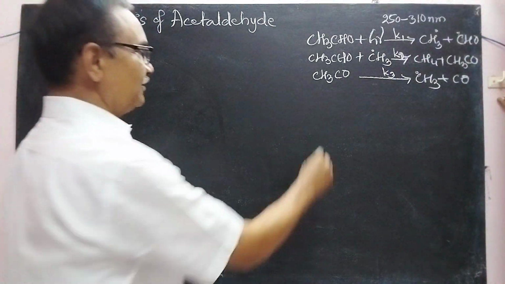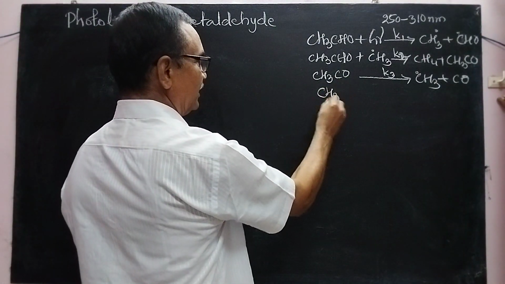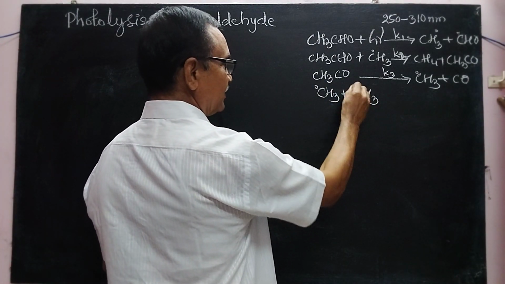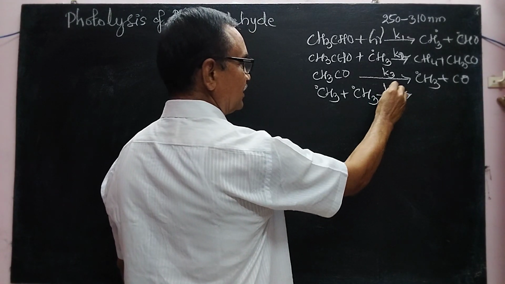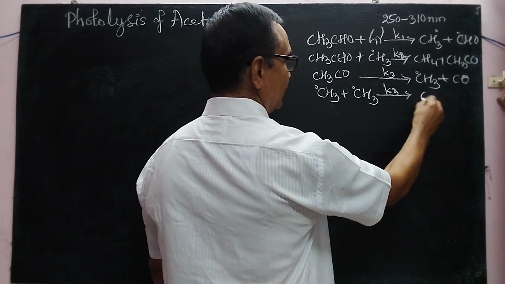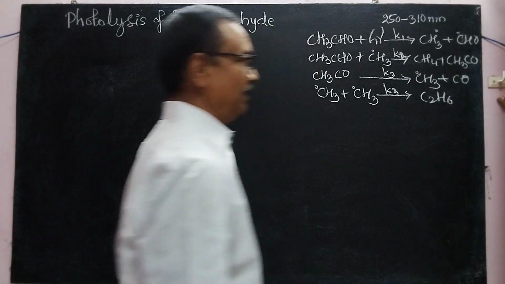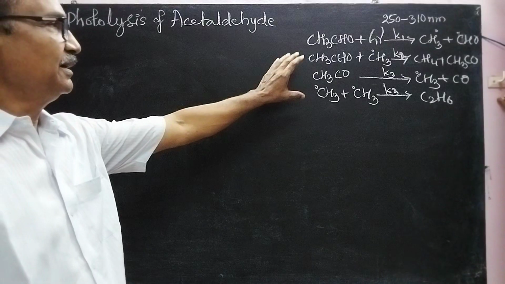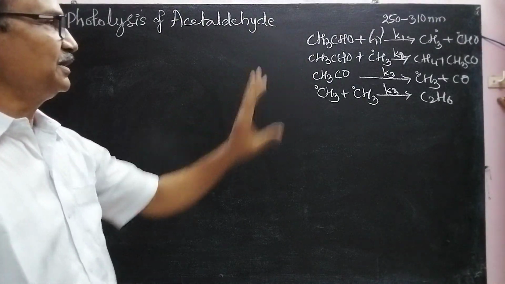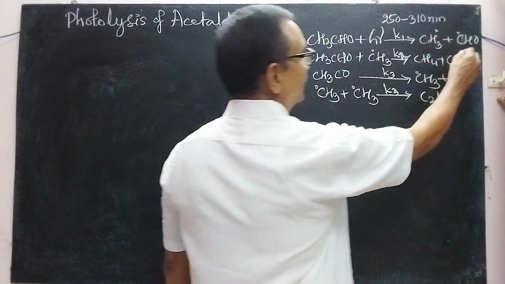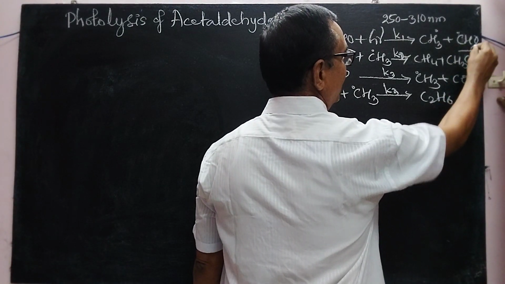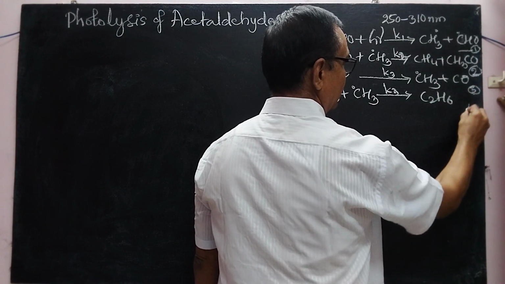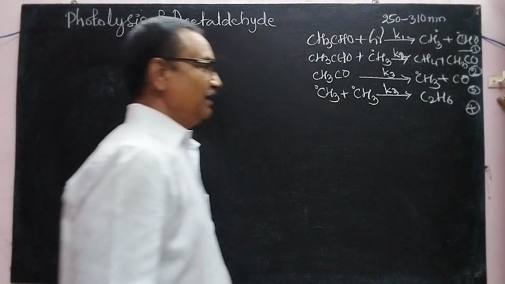Then the last step involves CH3 dot, that is a free radical, reacting with another molecule of CH3 dot with rate constant K4, and it forms C2H6, that is ethane. These are the reactions which are taking place in this photochemical decomposition of acetaldehyde. Now we may name this reaction as equation 1, and this is equation 2, equation 3, and this is equation 4.